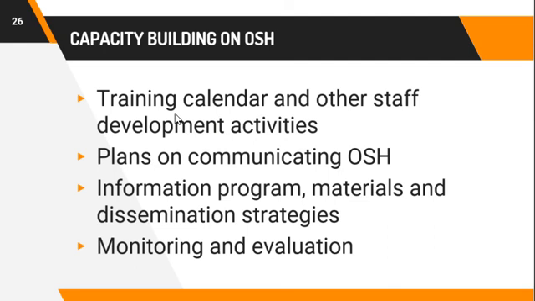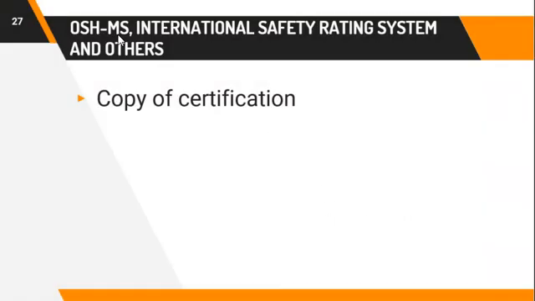Then we also have the training calendar and other staff development activities. Nowadays we do webinars, plans on communicating, how do we relay, then we have the information program materials and dissemination strategies and the monitoring and evaluation. And of course, with this OHSMS, International Safety Rating System and others, the copy of certification is very important. When you go to companies, they usually display the ISO certification or other accreditation from companies or agencies.